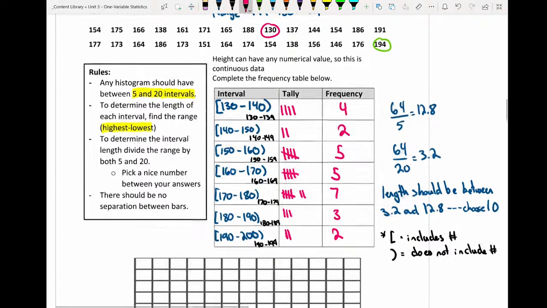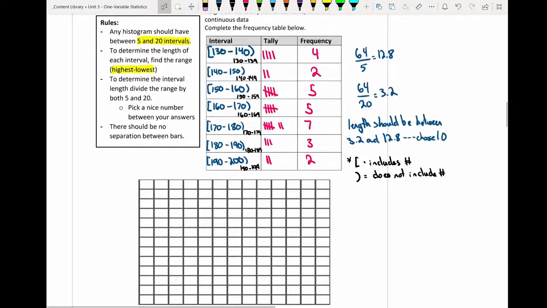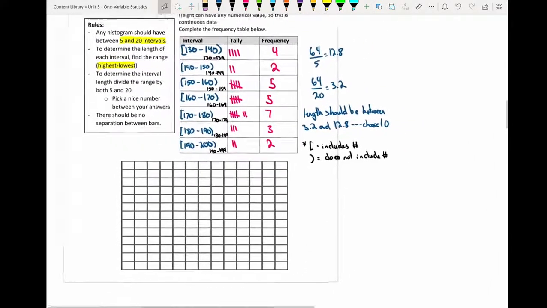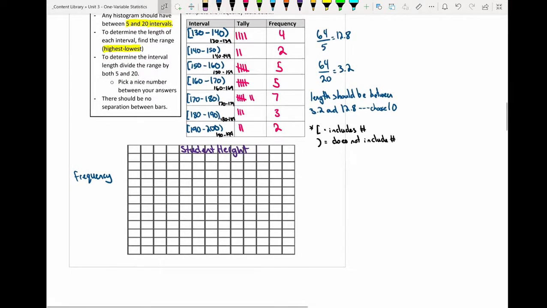So now that we have our frequency and our intervals, we can start to set up our bars, right? We are going to look at student height. So student height is going to be our title. Our frequency is going to be on the vertical column, and our interval or height is going to be on the bottom.